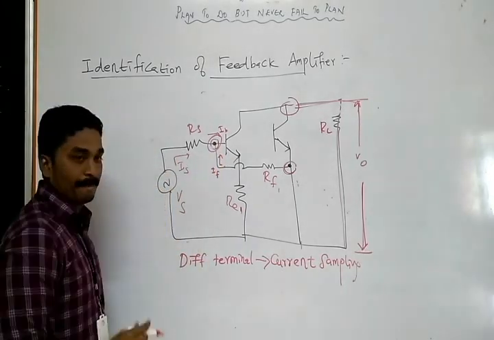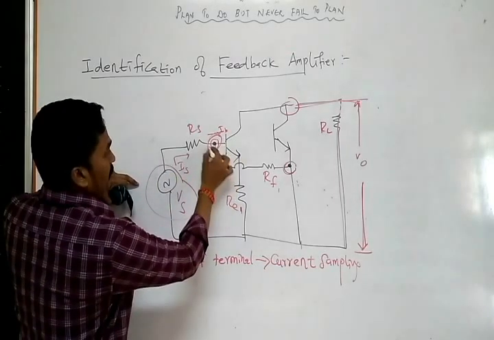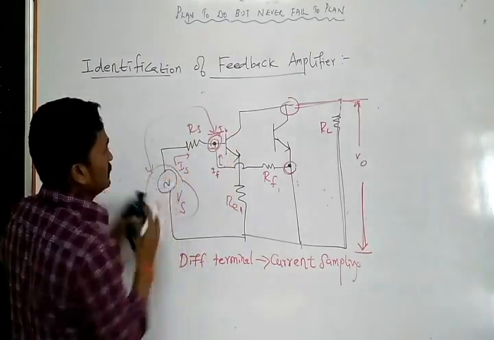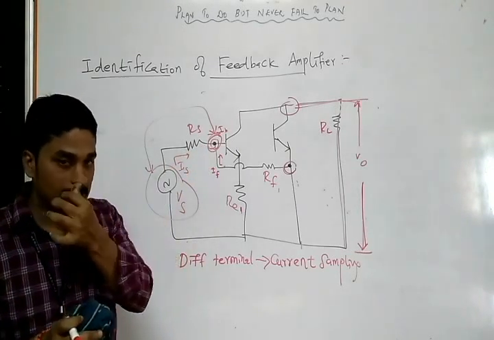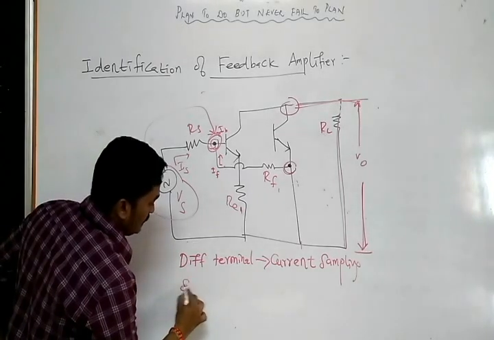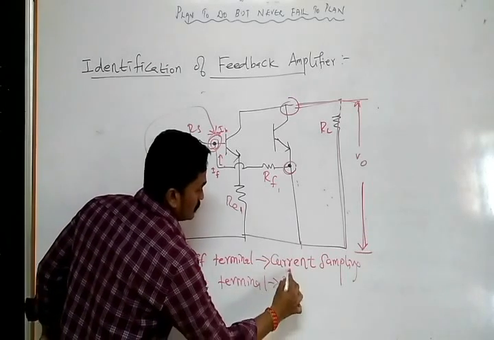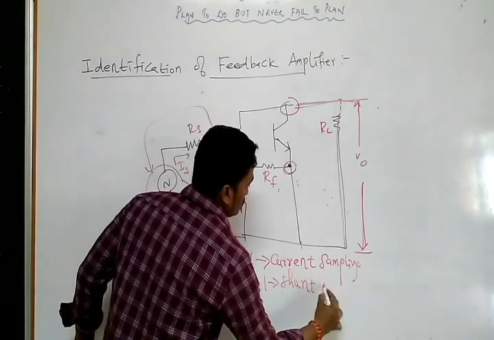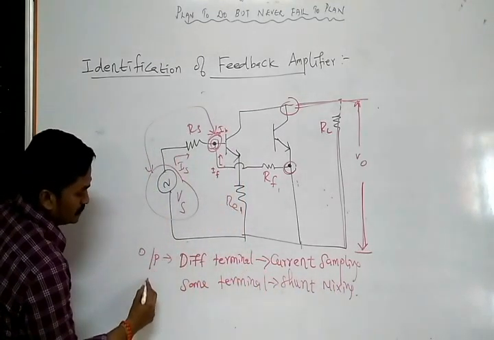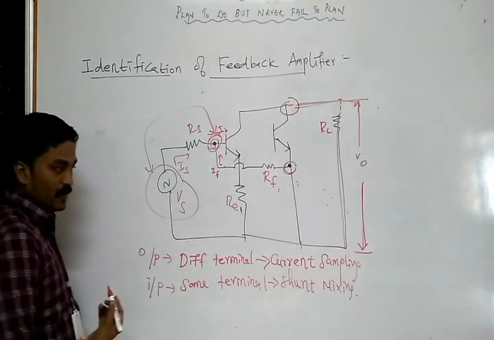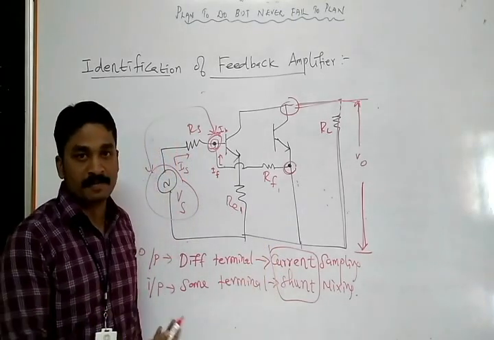And on the input side, if both are the same terminal, see your source and the feedback are both at the same terminal, the base. This type of same terminal connection is actually called the shunt connection. So same terminal, it is shunt mixing. This is the output side, this is the input side. Are you clear? So this network or circuit is called a current shunt feedback amplifier.